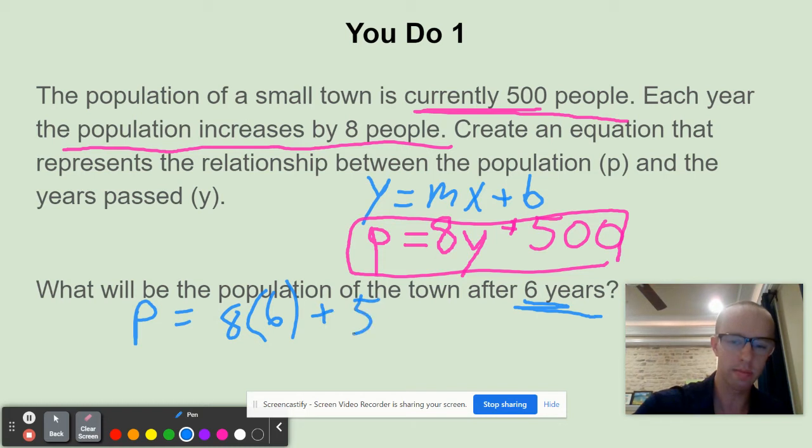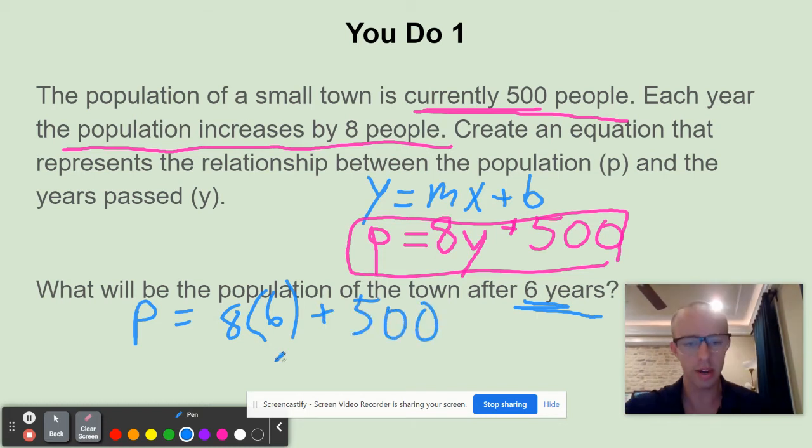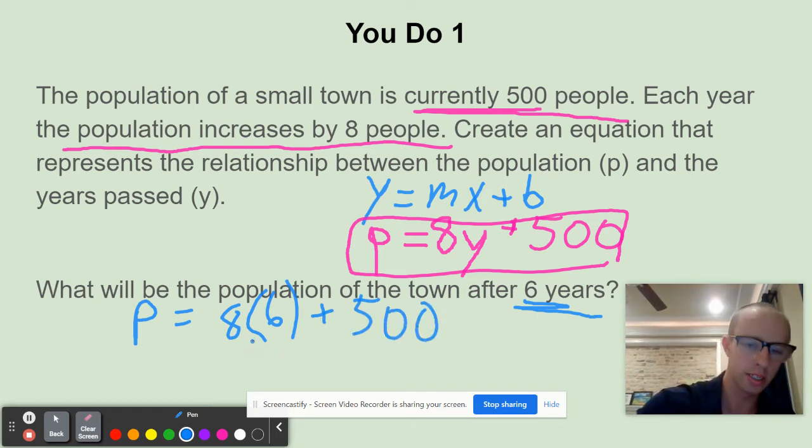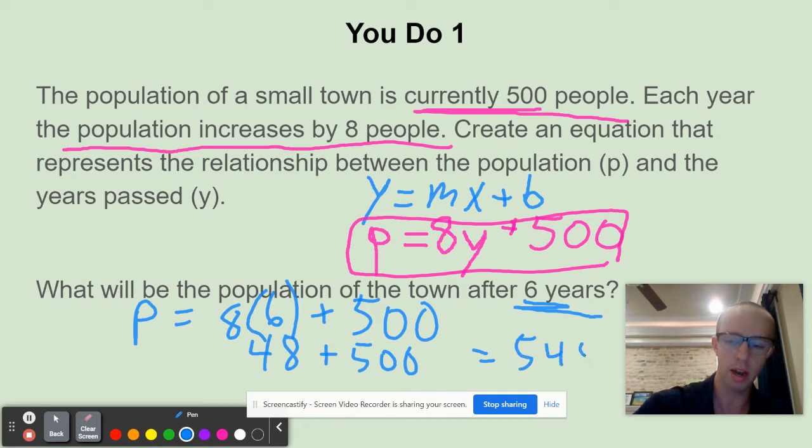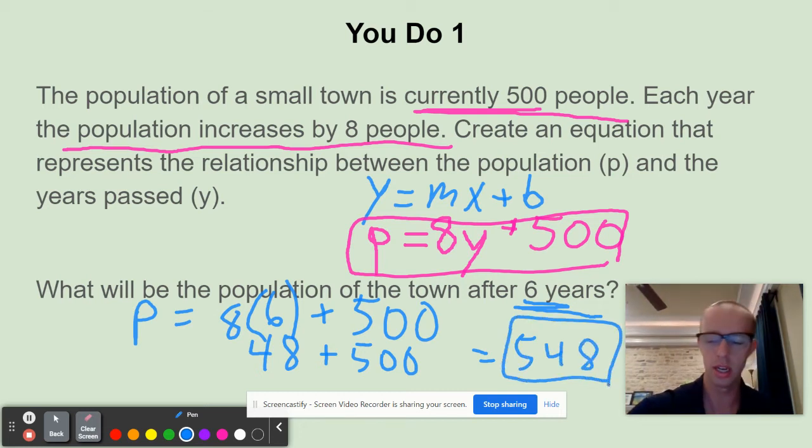Finish writing the equation. And now I can solve. 8 times 6 is 48, plus 500 is 548. So the population of this town after 6 years will be 548. All right, and hopefully that makes sense. If it didn't, maybe rewind. Check it out again. Make sure you understand.